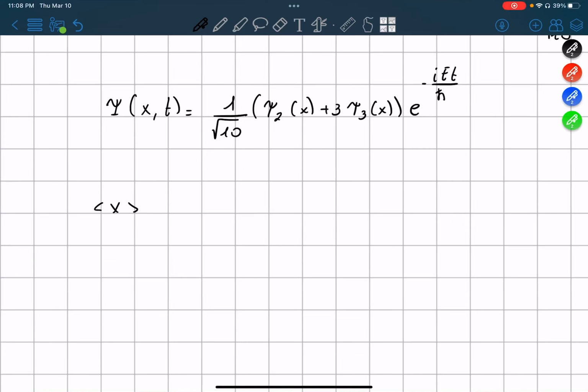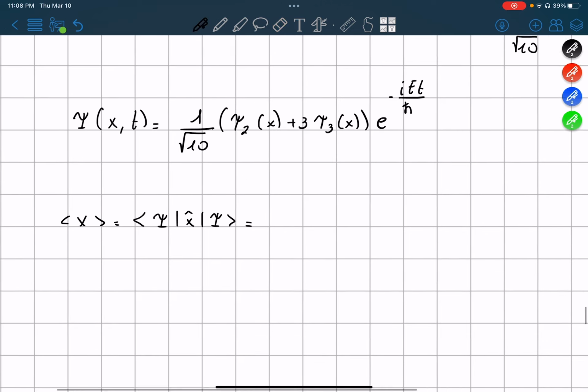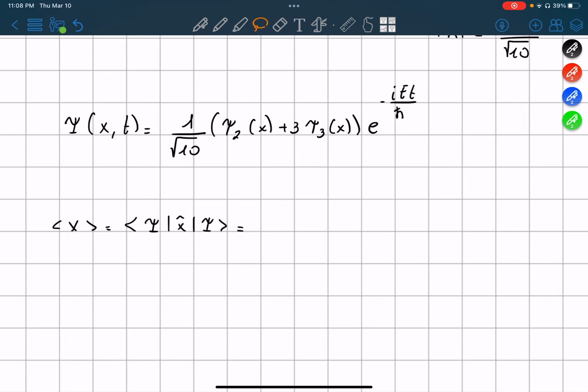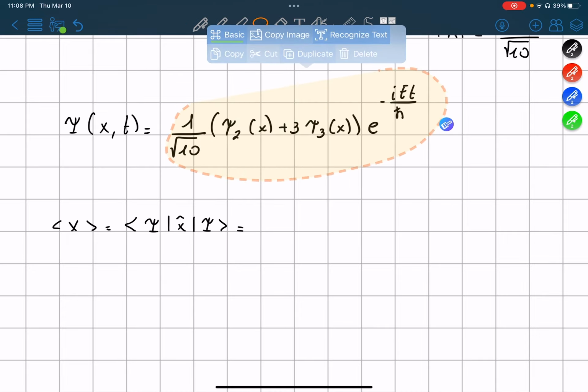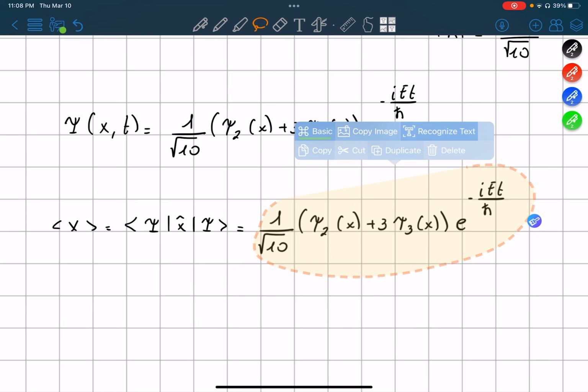All right, so for the second part of this problem, we're going to find the x operator, the average position of our particle. So we're going to say that it equals capital psi with the x operator and capital psi. This means we're going to have the first part, and it's going to be the complex conjugate of it.